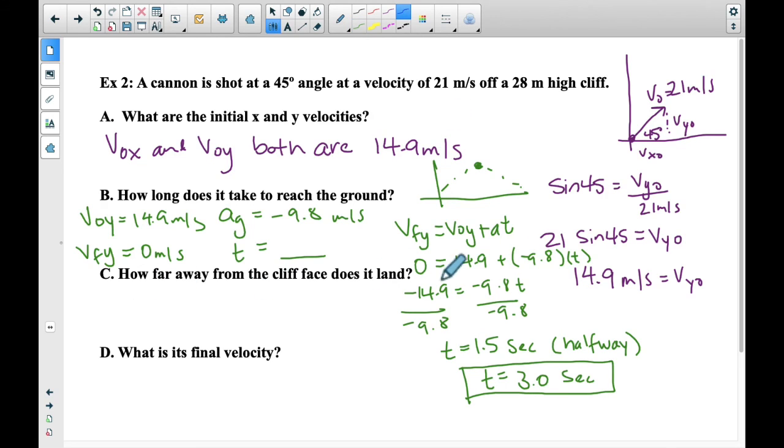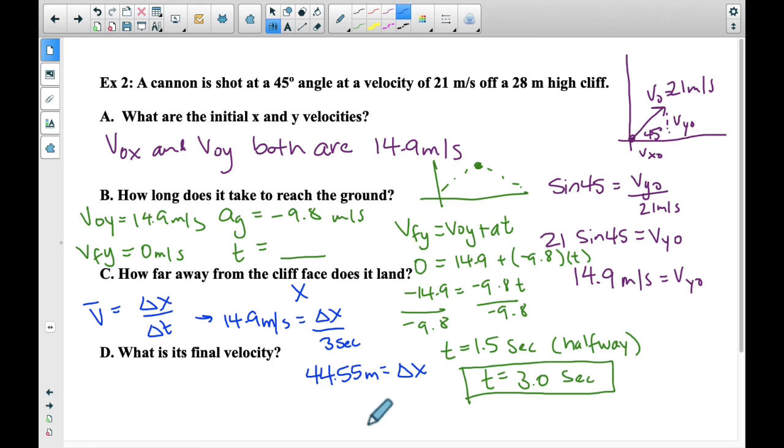Okay, how far away from the cliff does it land? Again, that question is asking in the x direction. When I'm going in the x direction, my velocity is constant, and so I can just use my average velocity equation. My velocity is 14.9, which equals delta x over 3, so I'm going to multiply both sides times 3, and I'm getting 44.55 meters. You could probably round that to 45 meters.